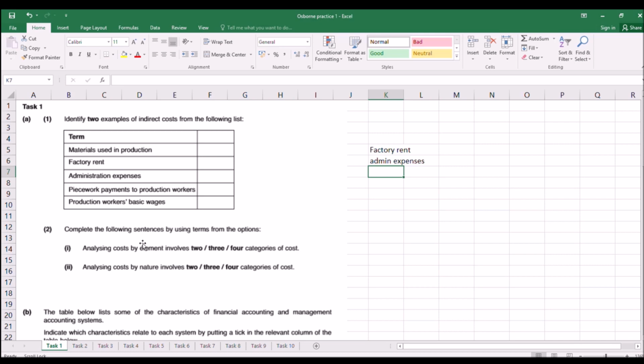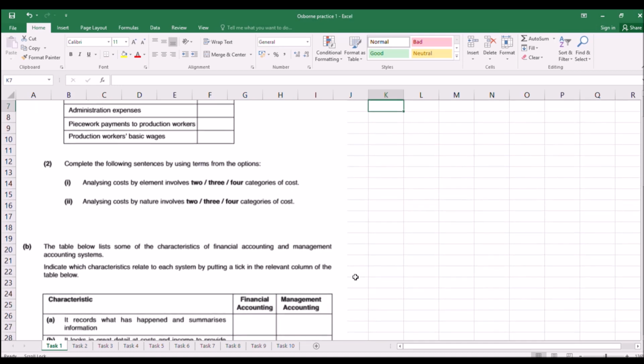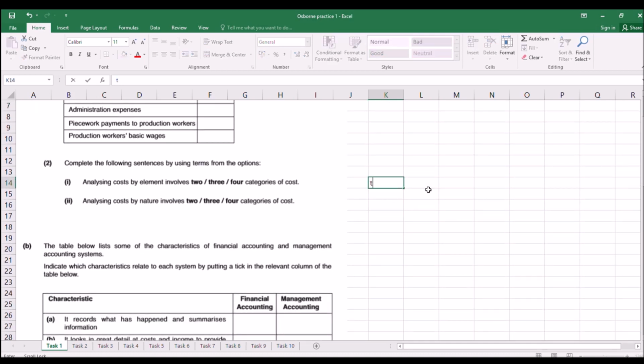So by element is going to be 3 because that's going to be variable, fixed cost, and semi-variable, and by nature is going to be 2 because that's going to be direct and indirect. Nice question, that, a little bit tricky, you have to think. Right, okay, so that one's going to be 3, and that one's going to be 2.